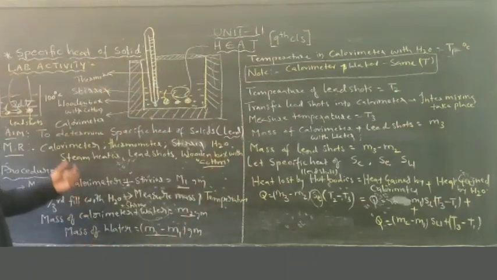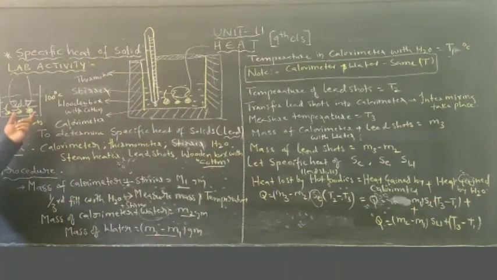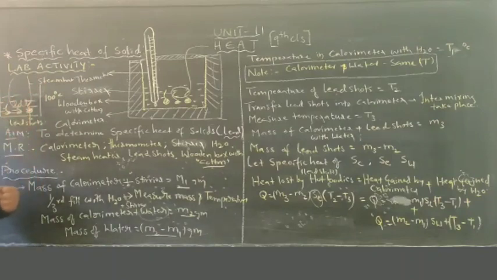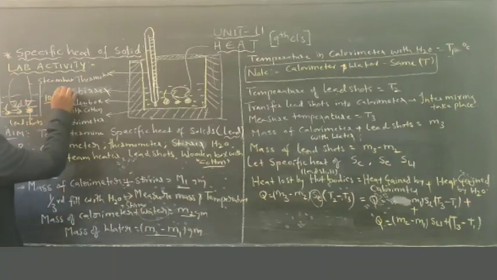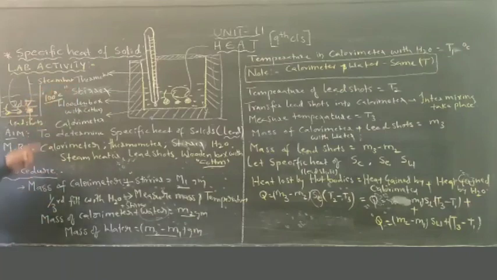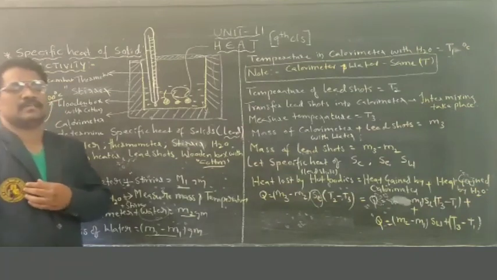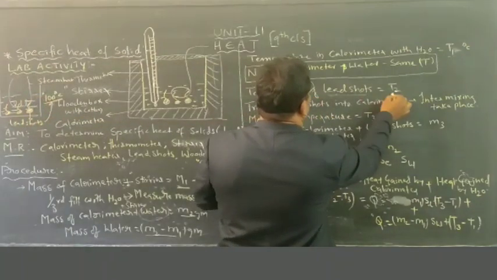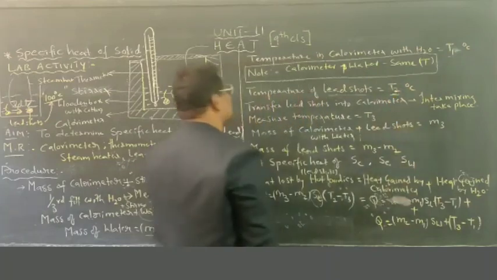Later, I am taking another container. Within that container, I am placing a steam heater, pouring a certain quantity of water, and adding lead shots. Switch on the steam heater and maintain the temperature at 100 degrees centigrade, so that the lead shots placed in this container attain a temperature of 100 degrees centigrade. Note down that as the temperature of the lead shots, T2 degrees Celsius.